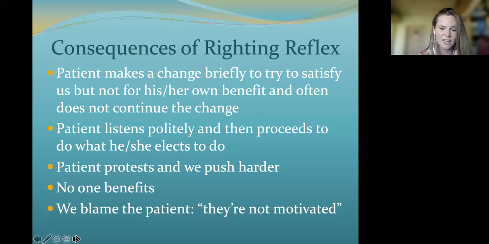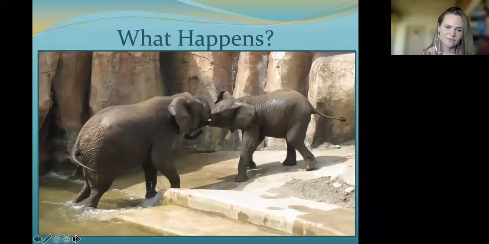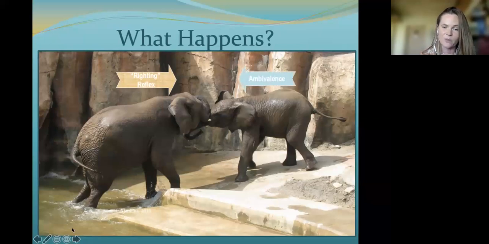It may be that they protest, we push harder, and we both descend further into that communication trap with the righting reflex. In any case, no one benefits, and very often the impulse is to blame the patient and say, oh, it's because they're not motivated or it's because they're resistant, when in fact what we're doing is falling into that trap when the ambivalence is present. So a little depiction here to help us remember that when we engage with ambivalence with the righting reflex, we're accidentally strengthening that muscle of ambivalence towards the side of the status quo.